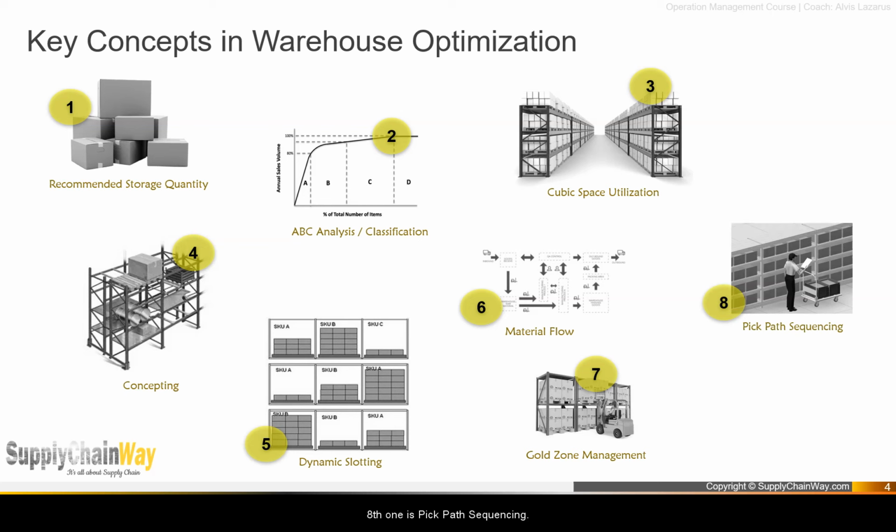The eighth one is pick path sequencing. Pick path sequencing is again a very powerful technique in terms of picking efficiency. What it does is automatically generate a pick list in such a way that if the picker follows the sequence described in the pick list, he won't do any crisscross movements or any backtracking of movements, leading to improvement in picking efficiency.